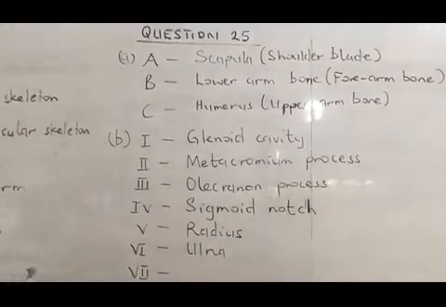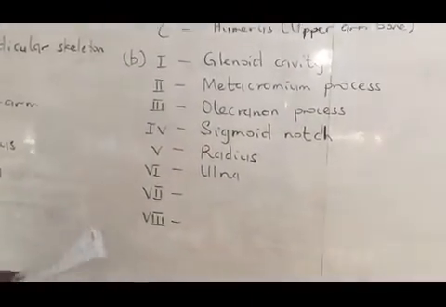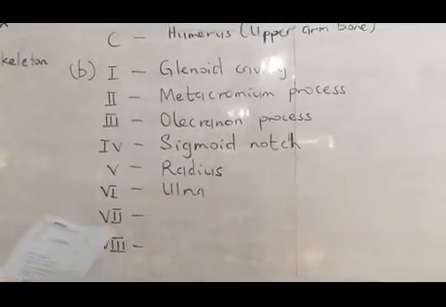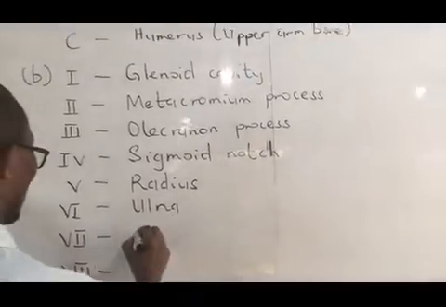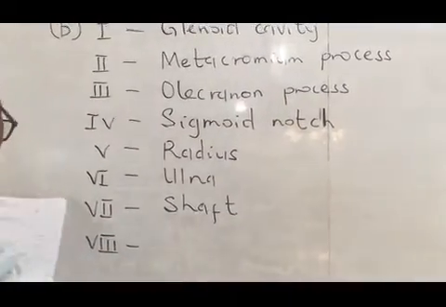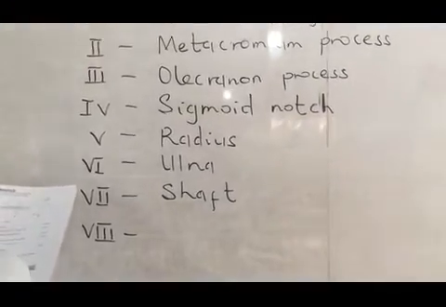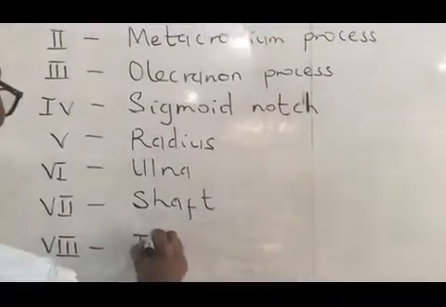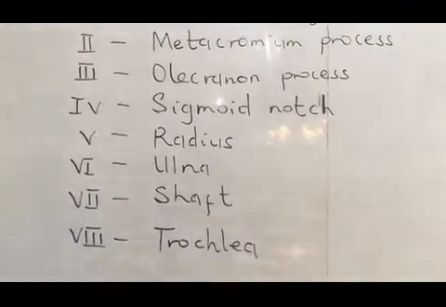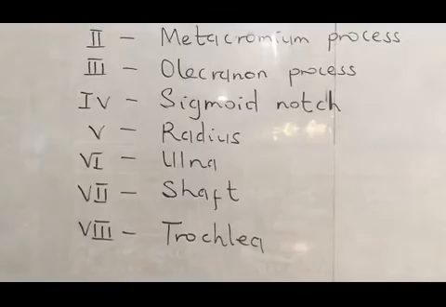Now the VII and the VIII are labeled parts of the humerus. The VII is what we call the shaft, and the VIII is what we call the trochlea. Okay, so those are the labeled parts.